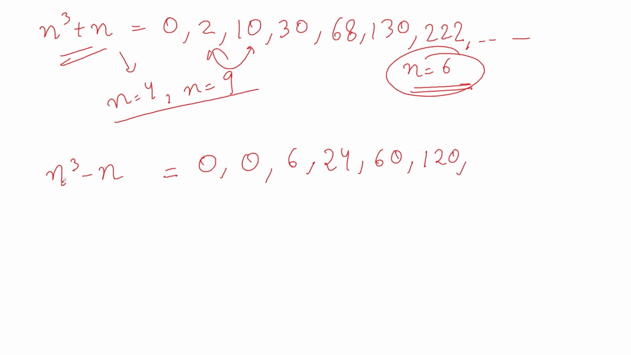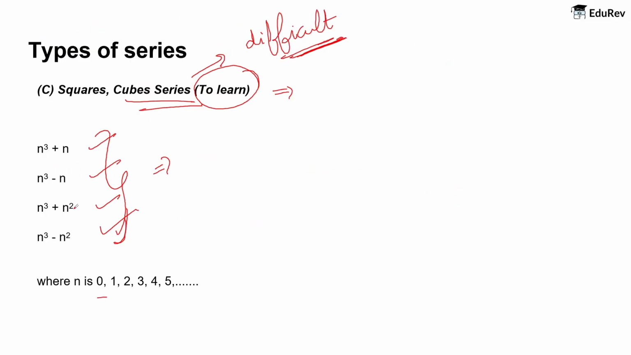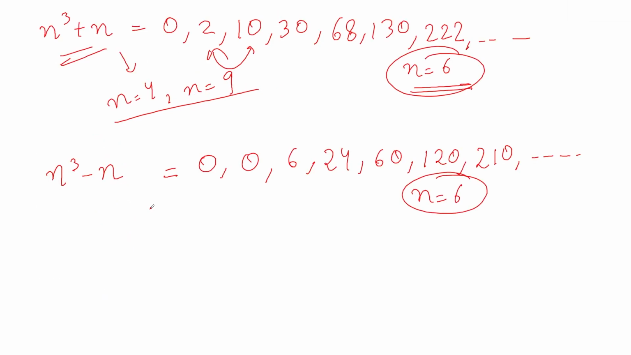N is equal to 6, 216 minus 6, so that is 210, and so on. So again, please try to remember this series from n is equal to 0 to n is equal to 6. So let's move to the next type of series, that is n cube plus n square.